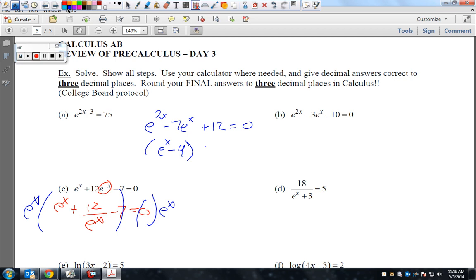Perfect. e to the x minus 4, e to the x minus 3. They add to negative 7, and they multiply to positive 12. So this first one, e to the x minus 4 is equal to 0, says e to the x is equal to 4. So then x is what? Perfect, natural log of 4. For the sake of time, I'm not going to convert that to the decimal right now. I'm going to keep going. What's the other answer? Natural log of 3.